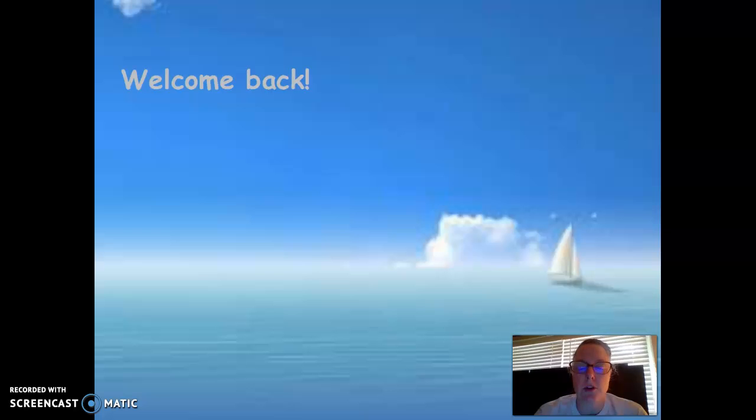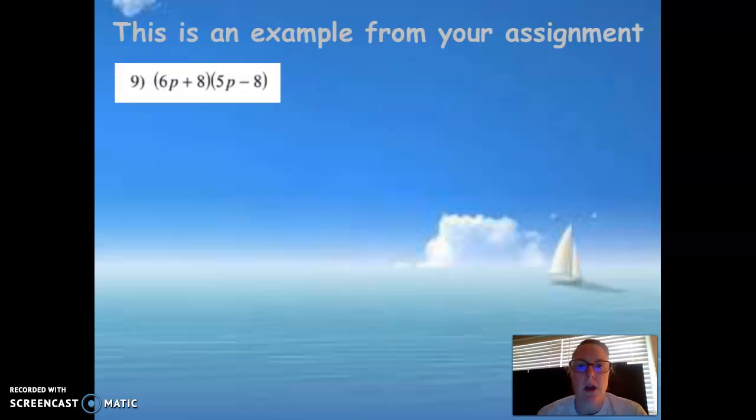Today we're going to review multiplying polynomials. You'll notice that there is a one-page assignment with this. I'm going to start with an example from the assignment, and then I'm going to extend it to area. Again, this is completely review, so hopefully you know how to do it.